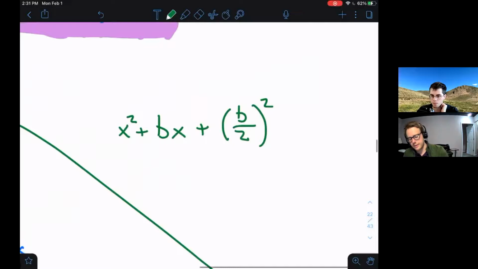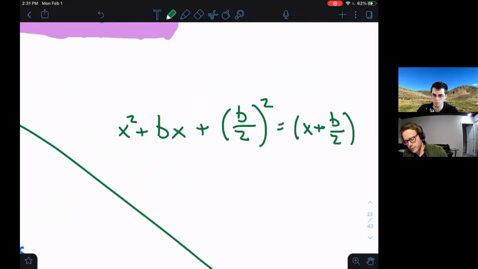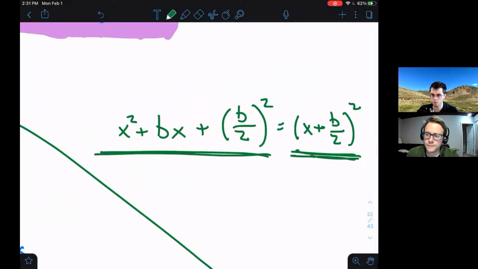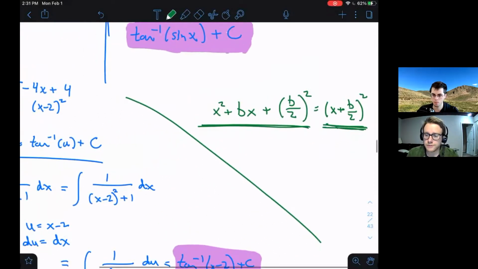And that's what made it into a perfect square. So if you have this, it's going to be the same thing as x plus b over 2 quantity squared. And you can double check. If you expand this all out, you FOIL it, the firsts, the inners, the outers, the lasts, you'll get exactly this. So that's where the formula comes from. That's why it is the right thing to add.